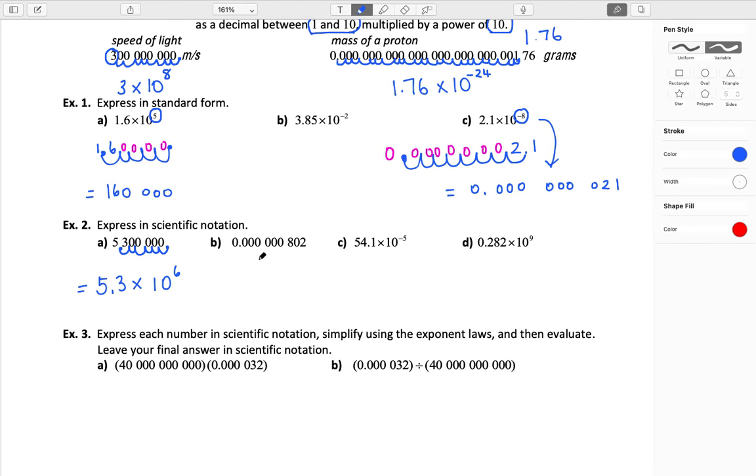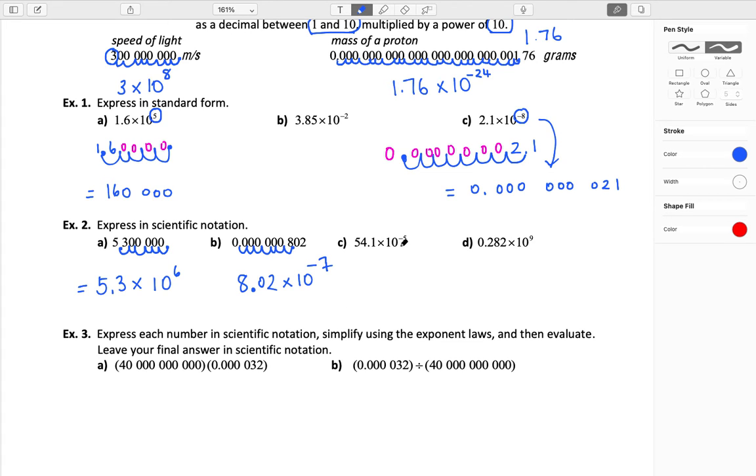Now what about number 2b? It's a small number, and I see a decimal here. We have to move to the right until we get a number between 1 and 10, which is 8 here. So 1, 2, 3, 4, 5, 6, 7. I moved 7 steps. So it's going to be 10 to the negative 7 because it's a small number. I stopped in between 8.02, and then whatever the number is, you just write the rest of it.